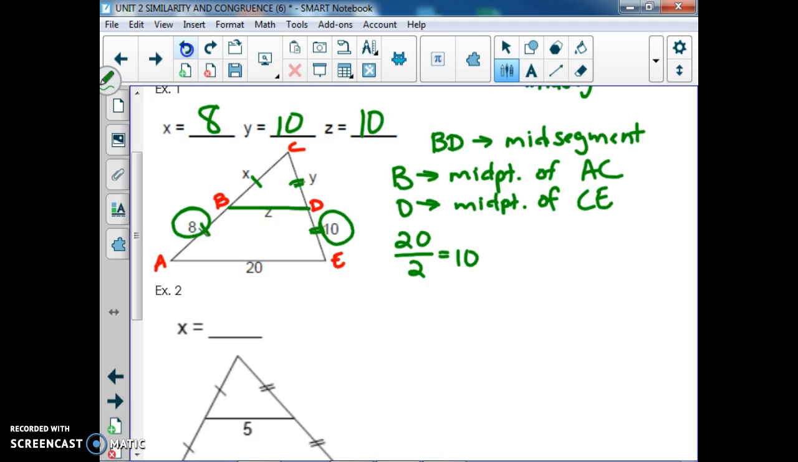Now, I also want to show you the flip of that statement, where we said the third side is twice as long as the midsegment. You could also set up your equation like this. Twice as long as the midsegment would be 2z, and that is equal to the third side. So 2z is equal to 20. Then you just solve for z, getting the same answer, 10.